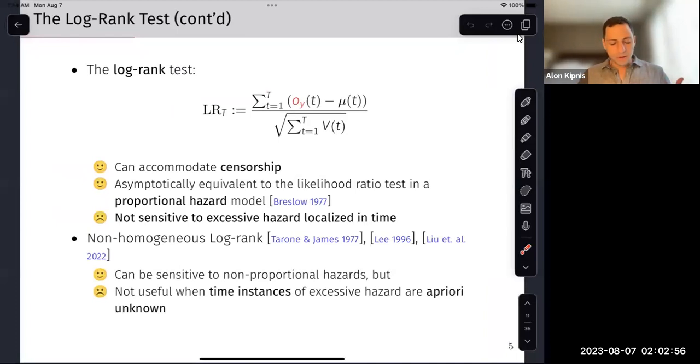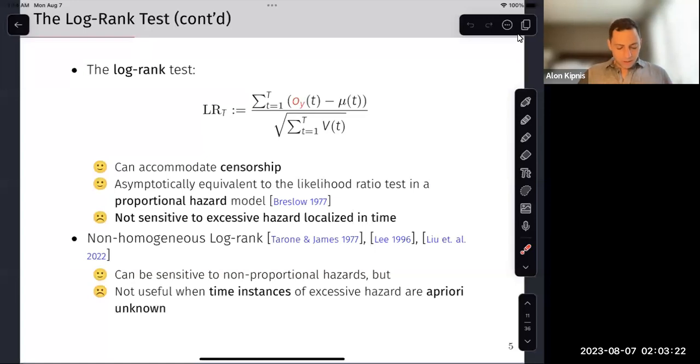There's a family, probably more than one family, of modifications to the log rank test whose exact goal is to gain some sensitivity to effects, to differences that are perhaps more shifted toward a particular area of the study, say the beginning of the study or the end of the study, or some other pattern.